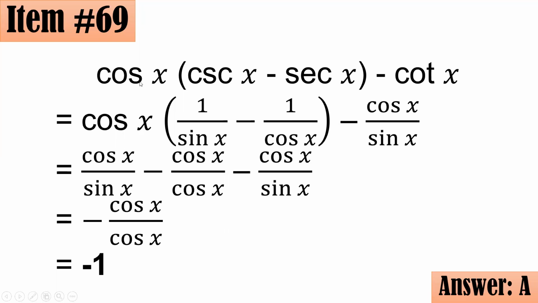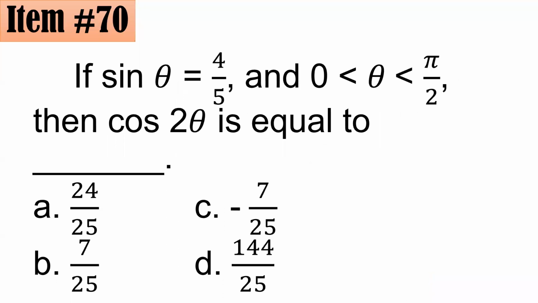All right. 70. If sine theta equals 4/5 and theta is within 0 and pi over 2, ano pong ibig sabihin nito? It means, kasi ito 0 degrees ito eh. I-convert po natin yung pi over 2 sa degrees, magiging ano siya?